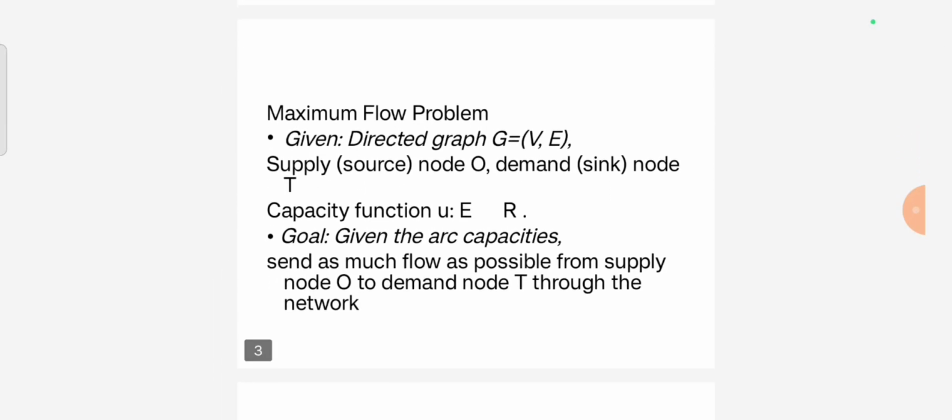In the maximum flow problem, the given input is a directed graph G equal to (V, E), with a supply source node S and a demand sink node T, and then we have the capacity function on the edges. The main goal is, given the edge capacities, to send as much flow as possible from the supply node S to the demand node T through the network.